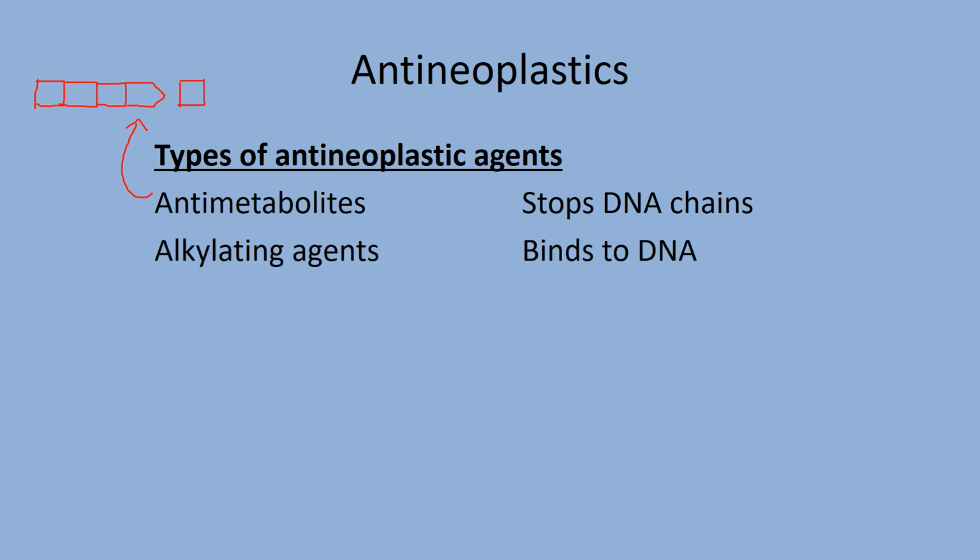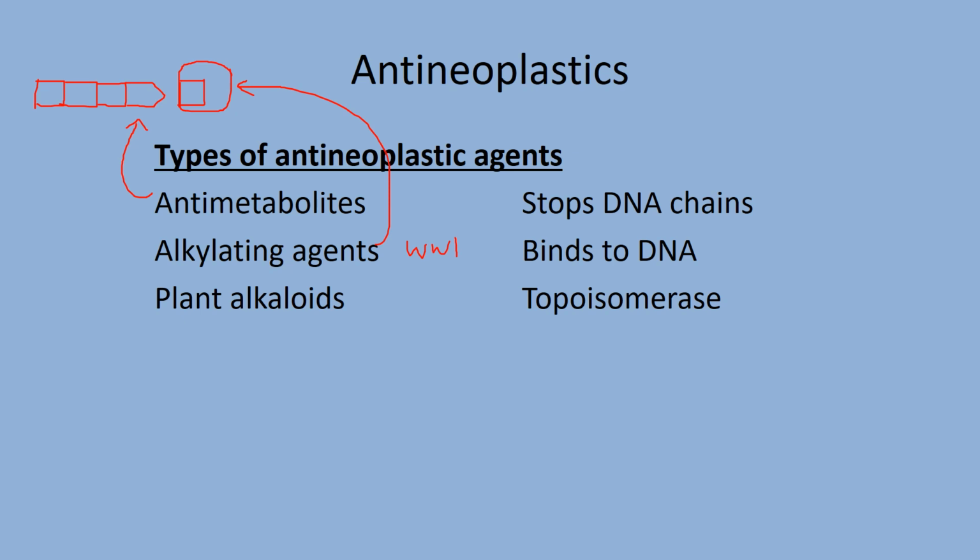Alkylating agents. So these were used in World War I for chemical warfare. So the mustard gas. So alkylating means to bind. So what these agents will do is they'll bind to DNA subunits and prevent you from growing that DNA chain.